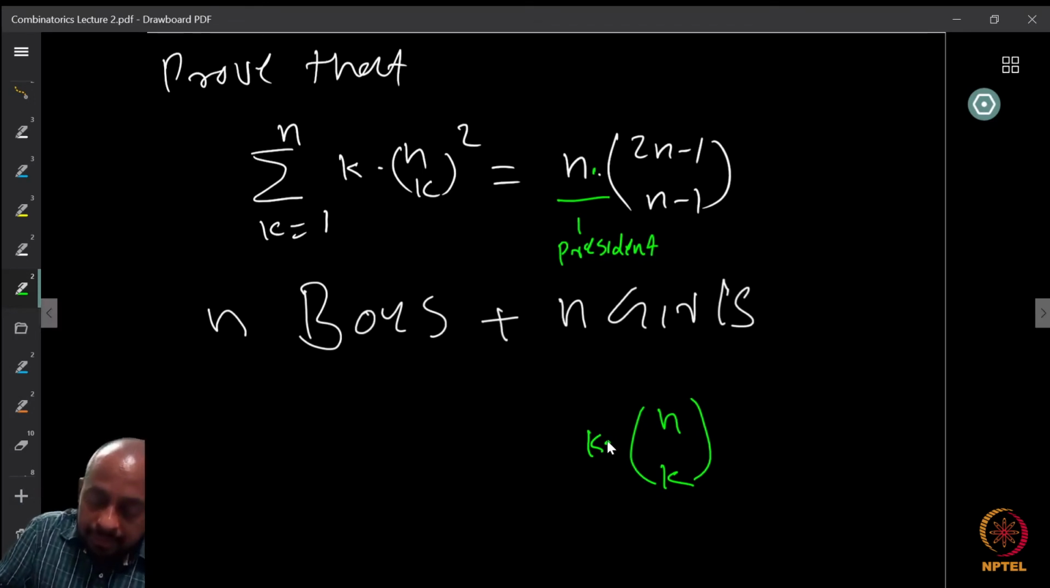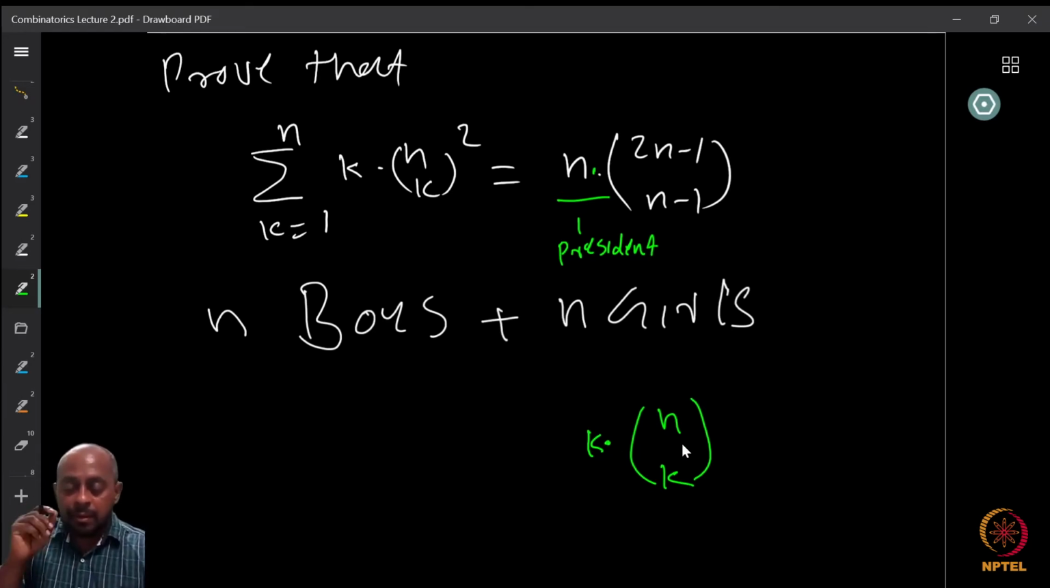And this is independent, right? I choose the k girls first and then independently, whichever k girls I choose, one of the k I can choose. So there are k choices for that. So k into n choose k ways I can choose the girls to be in the club and then select a president. So k into n choose k.